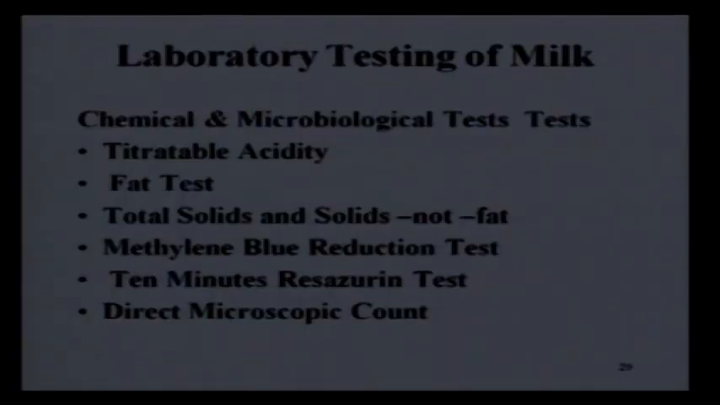Now what are the different tests at the laboratory level? We have chemical and microbiological tests. Chemical tests are titrable acidity, fat test, solids not fat, total solids. Then microbiological tests are methylene blue reduction test, 10 minutes resazurin test, and the direct microscopic count. These are the tests.